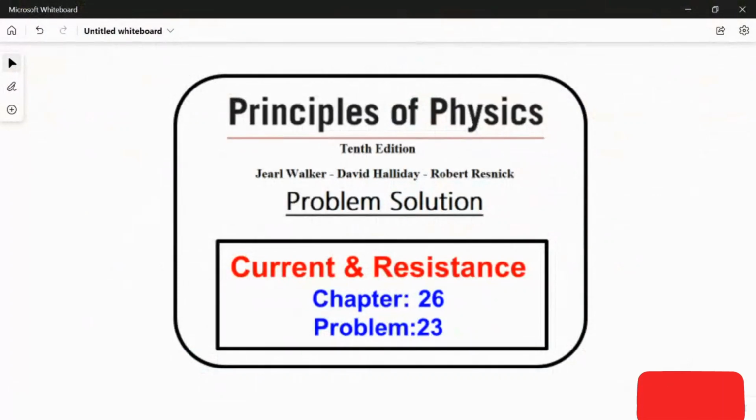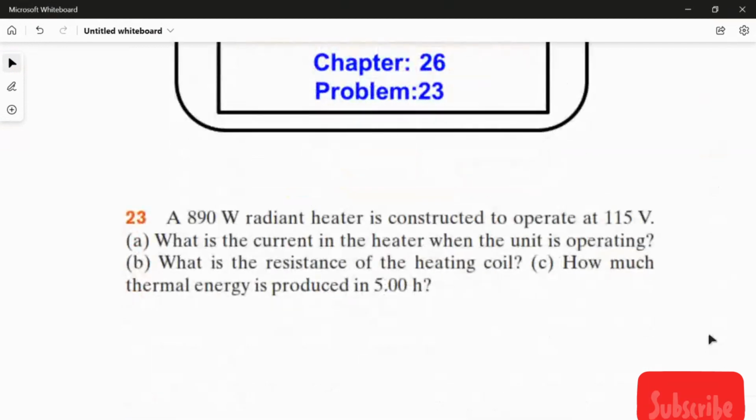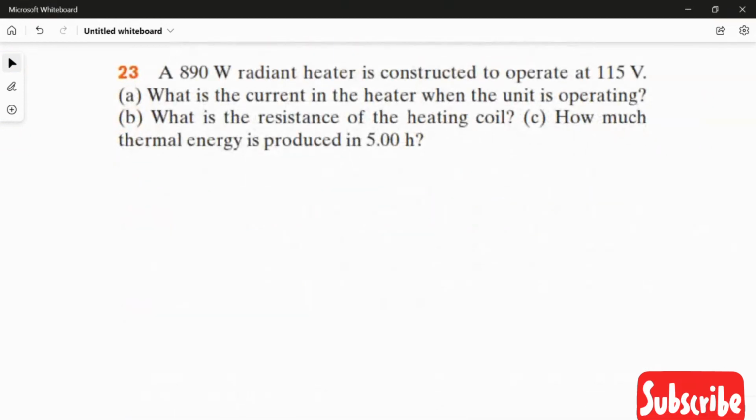In this video, I'm going to solve problem 23 from chapter 26. A 890 watt radiant heater is constructed to operate at 115 volts. First question, what is the current in the heater when the unit is operating? The second question is, what is the resistance of the heating coil? And the third question is, how much thermal energy is produced in 5 hours?